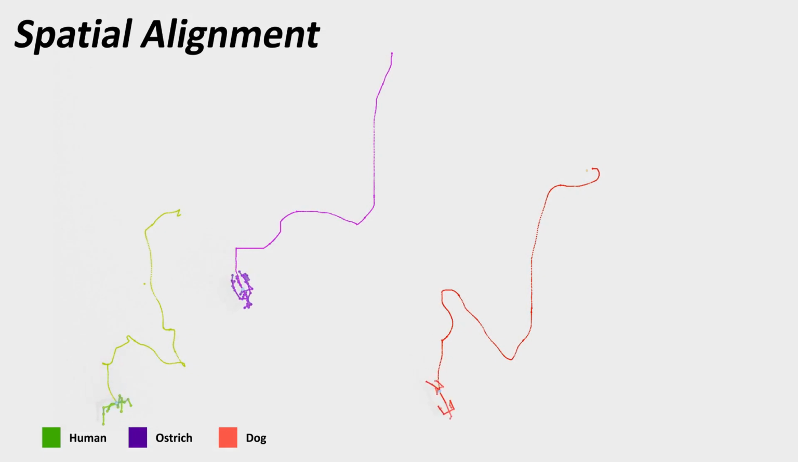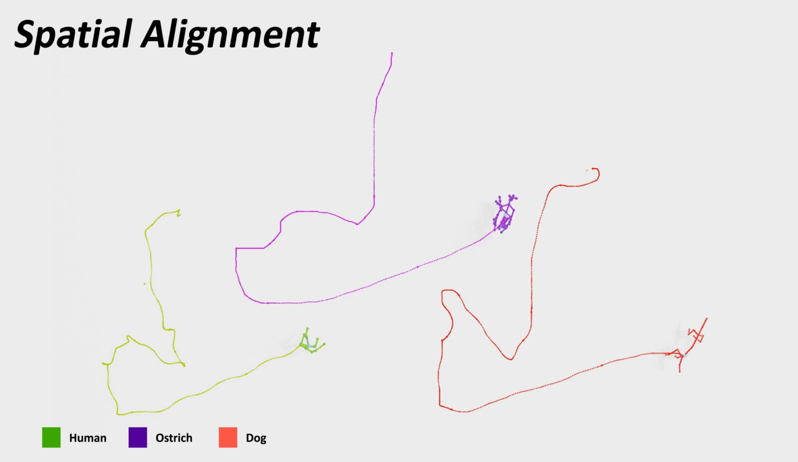Our method preserves the intended trajectory while adapting to the target's motion style. Even with differences in body size, gait length, or bipedal versus quadrupedal locomotion, the resulting paths remain spatially coherent and free of drift.